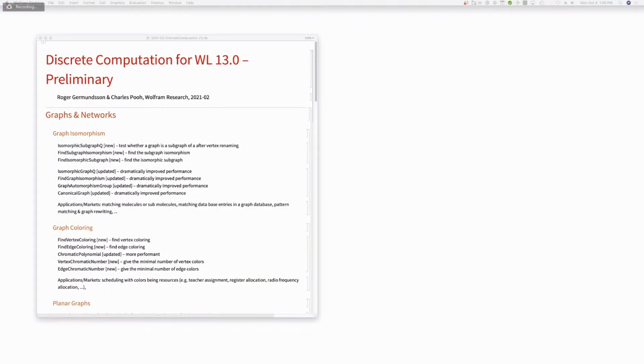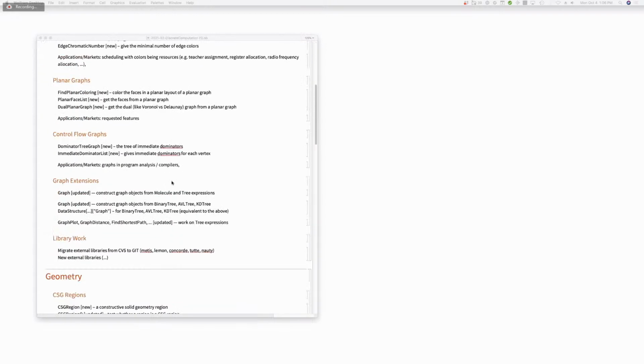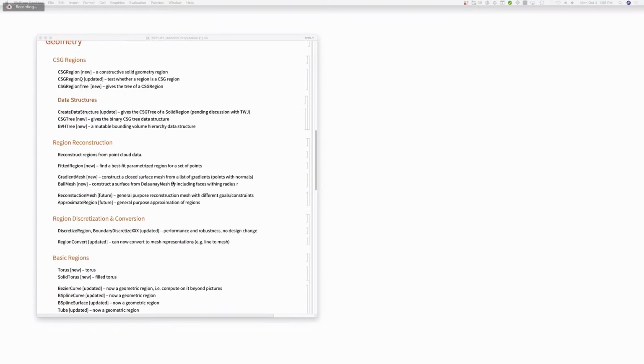Okay, hello everyone. Welcome to the latest in our season of design reviews, getting ready for Wolfram Language version 13. And the first one we have today is a continuation about graph theory, I think, or maybe it's geometry and graphics. Okay, fine. All right.